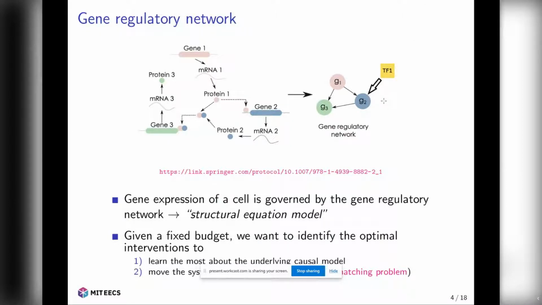So these perturbations can tell you something about the directions of these edges. That's why they provide you information, structural information about this gene regulatory network. So that can be one goal.